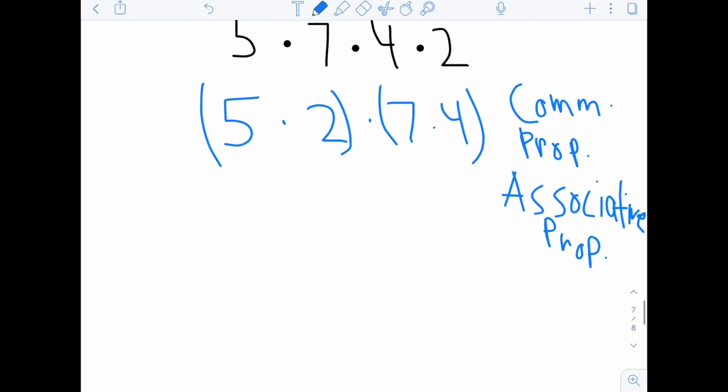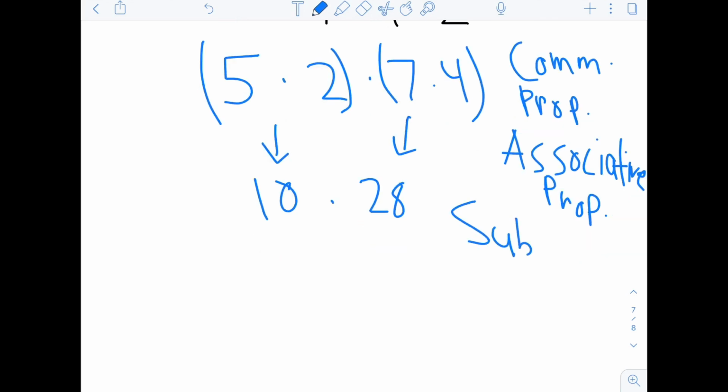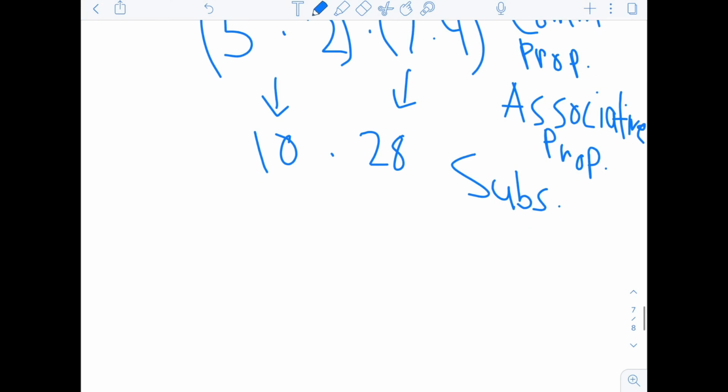So 5 times 2 is 10, and 7 times 4 is 28. So we use substitution there, because we substituted 10 for 5 times 2 and 28 for 7 times 4. And multiplying by 10 is really easy, because you just add a 0. So 10 times 28 is 280. And that's substitution as well, because we substituted 280 for 10 times 28.